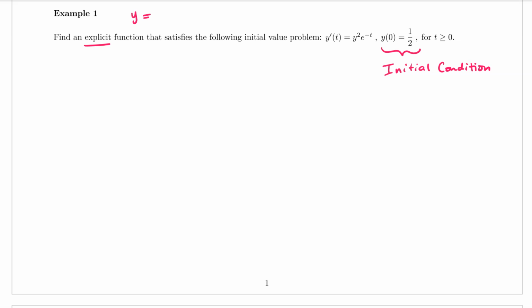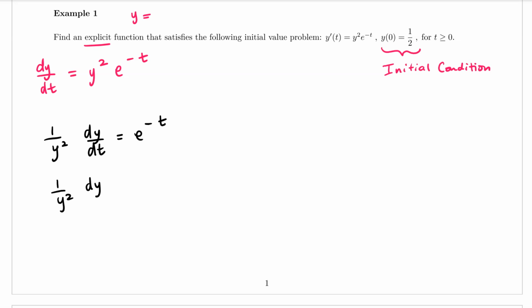So let's go ahead and rewrite our differential equation. Instead of y prime, I'm going to rewrite it as dy/dt equals y squared times e to the negative t. From here, we want to separate the variables. So I'm going to divide both sides by y squared. So I'm going to have 1 over y squared dy/dt is equal to e to the negative t. And then I'm going to separate our derivative. So we have 1 over y squared dy is equal to e to the negative t dt.